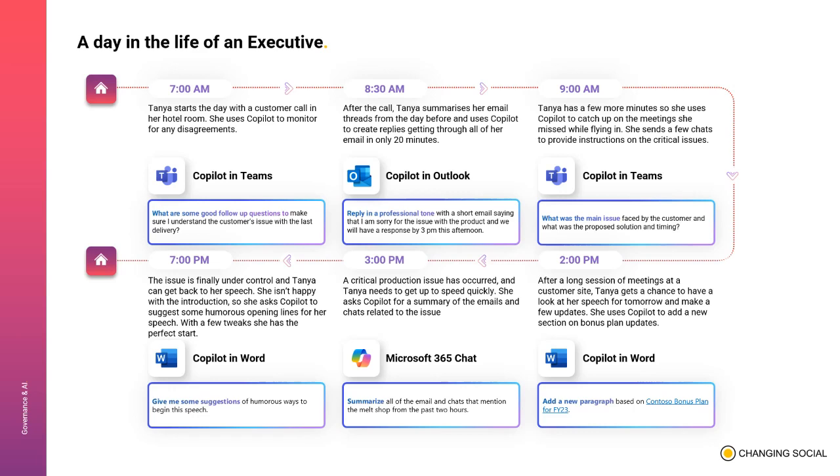Finally, at 7 p.m., Tanya prepares to end her day on a light note. Unhappy with her speech's opening, she asks Copilot for some humorous suggestions, tweaking it until it's just right for a perfect close to her day. As we've seen throughout Tanya's day, Copilot has acted as her personal assistant, ensuring efficiency and clarity and a touch of humor when needed. Whether it is tackling unexpected issues or refining a speech, Copilot has enabled Tanya to manage her tasks with ease and with confidence, truly supporting and positively impacting her day.